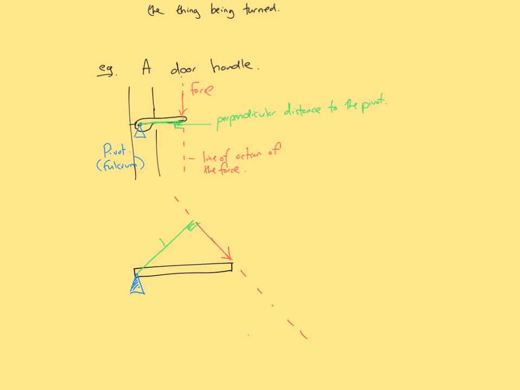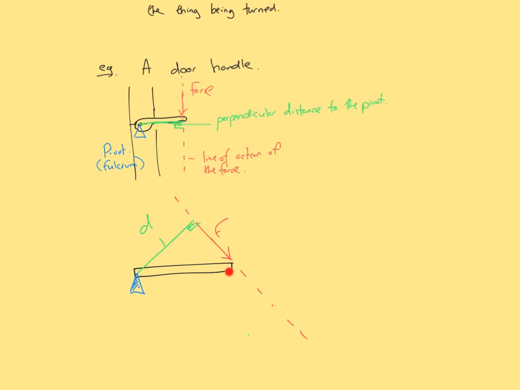So in this case, that is the perpendicular distance to the pivot. We'll call that D for perpendicular distance to the pivot. So again, you've got the force, let's label that F. You've got the line of action of the force, which is a line carrying on forever straight through the force arrow, so you can see which way the force is in effect having its effect.